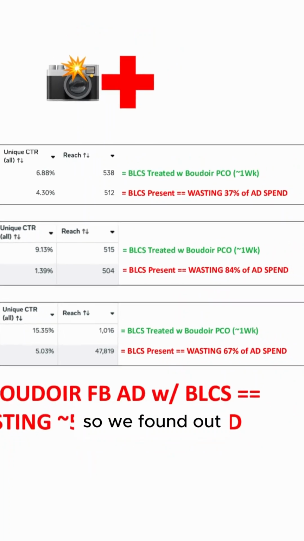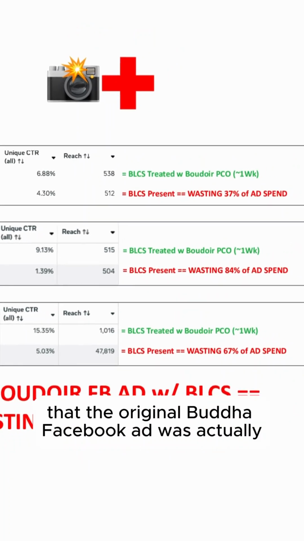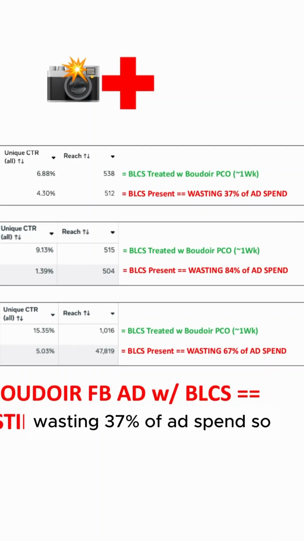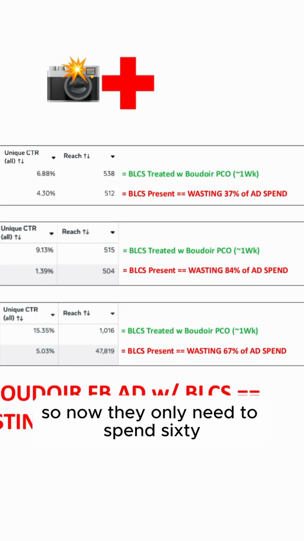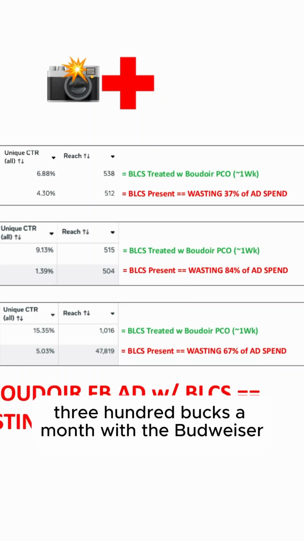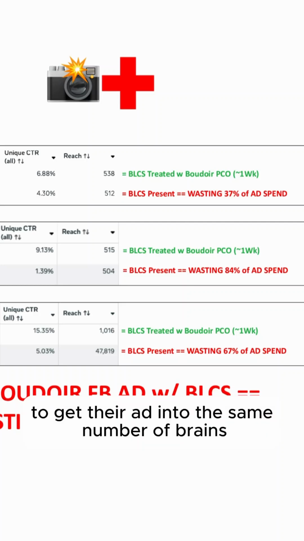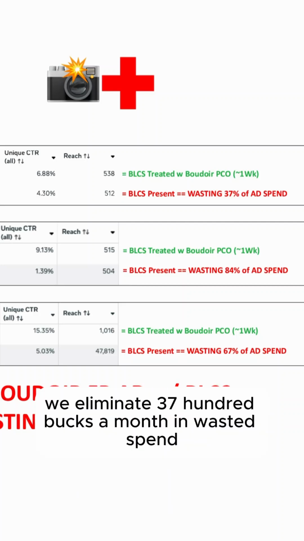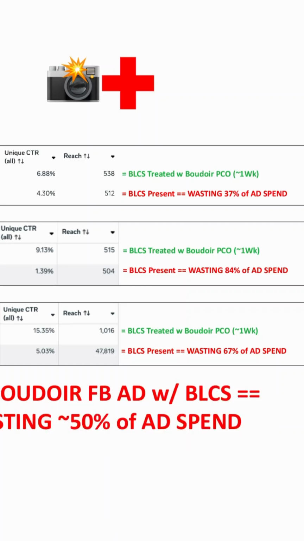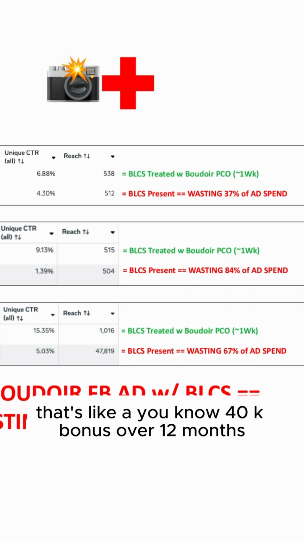So we found out that the original Boudoir Facebook ad is actually wasting 37% of ad spend. So if they're spending 10 grand a month on Boudoir Facebook ads, 3,700 bucks a month was being wasted. So now they only need to spend 6,300 bucks a month with the Boudoir PICO treated ad to get their ad into the same number of women's brains in both scenarios. So we eliminate 3,700 bucks a month in wasted spend, back in the business owner's pocket, back in the Boudoir photographer's pocket. That's like a 40K bonus over 12 months.